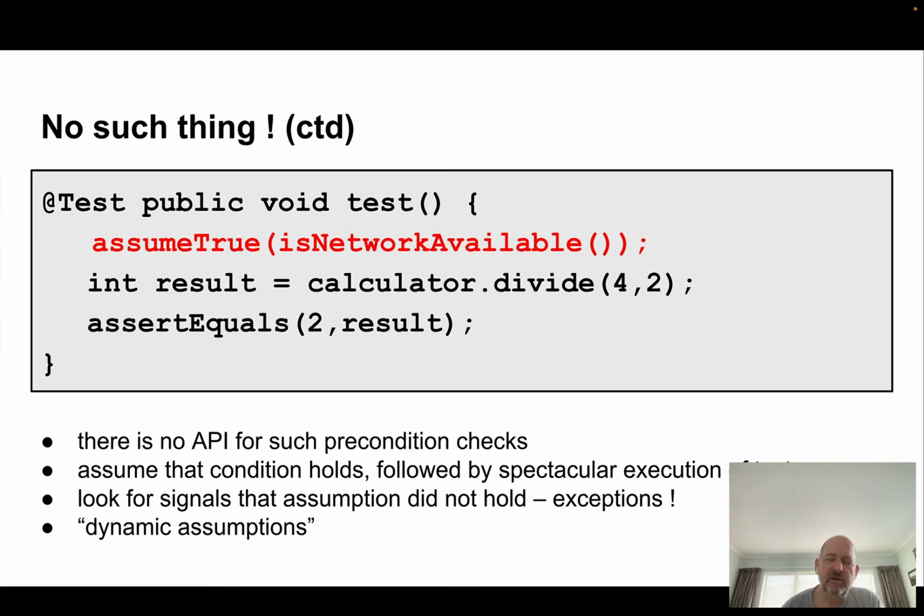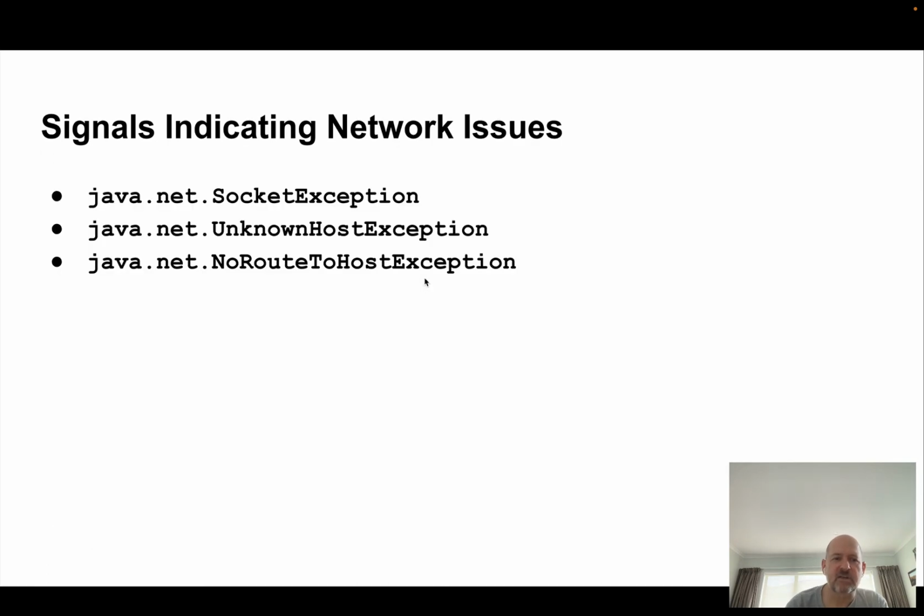We can still actually look for signals we get when the assumption we have made is violated. So in a way you could call it a dynamic assumption. So we can look for signals that indicate assumption violations even when we didn't really have an explicit statement like this to check this beforehand.